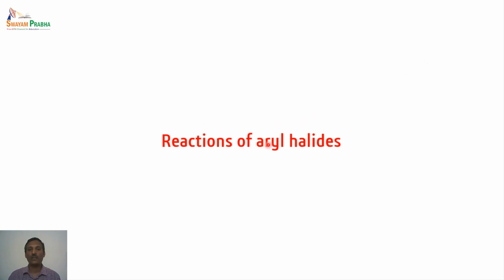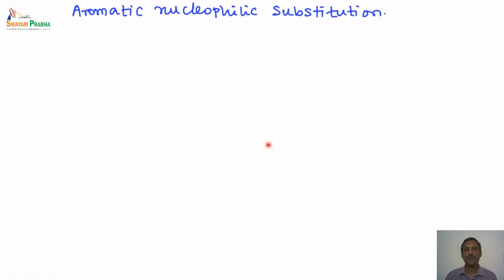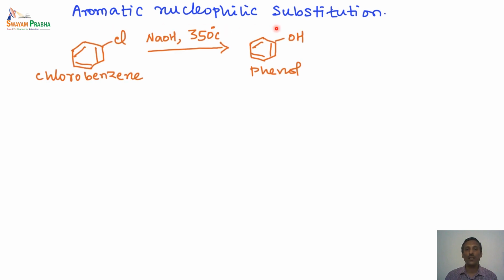Now let us look at the reactions of aryl halides. The first one we will be studying is aromatic nucleophilic substitution. In this reaction, chlorobenzene is treated with sodium hydroxide at 350 degrees centigrade to produce phenol. So the chlorine is replaced by OH minus. The leaving group is halogen and the nucleophile is OH.